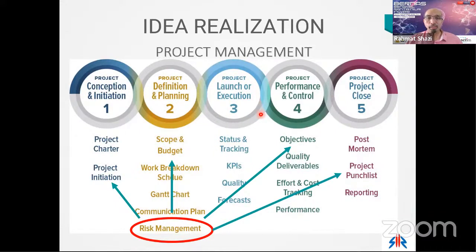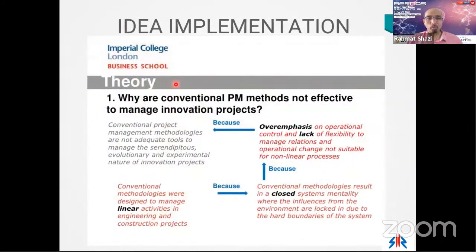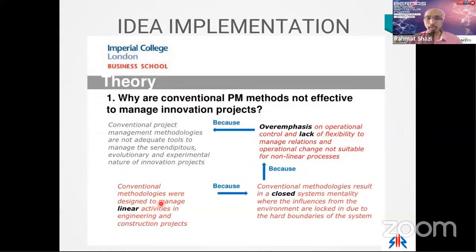Now, when we talk about novel ideas, it becomes more complicated, because, maybe Dr. Haziq has seen this because he's from Imperial College. Conventional project management methods focus on linear activities, engineering, construction, and other technologies. What this means is that it assumes the technology has been developed. The technology is there. There's nothing novel. Remember, innovation is not that. Innovation talks about novel ideas. So conventional methodologies like this are designed for linear activities, technologies that have been developed, closed systems. Because it's a closed system, there are no new things.